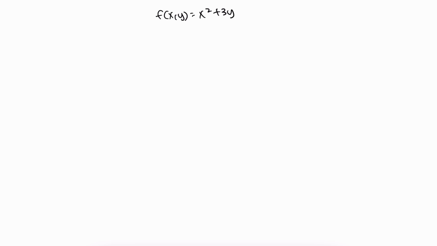Today I'm going to be showing you that this function is differentiable at every point in the plane. Starting off, we know a function can be differentiable if we can write it in terms of this. So delta z, where z is just f of x comma y, can be written in this form.